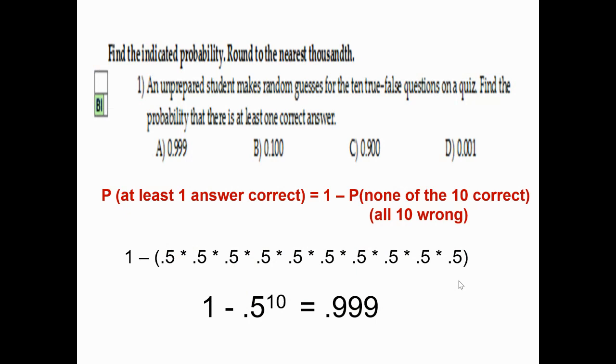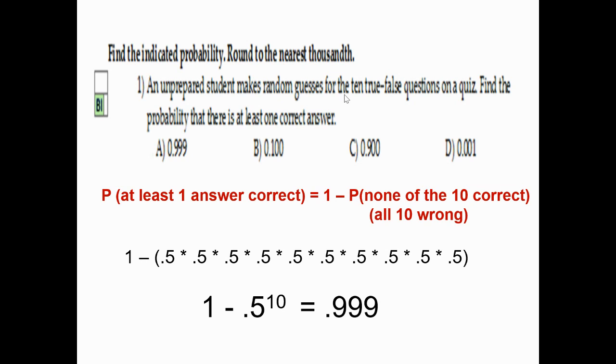An unprepared student makes random guesses on 10 true and false questions. Find the probability at least one answer is correct. Well, at least one could be one or two or three or four, all the way up to how many questions? 10, right? So I don't know how to find exactly one or five or seven or eight.